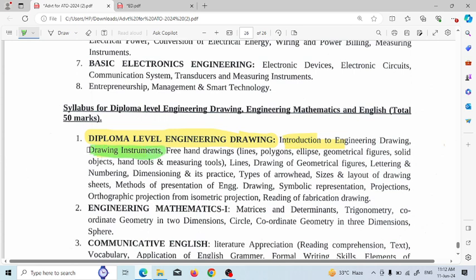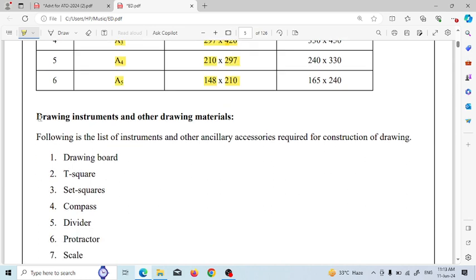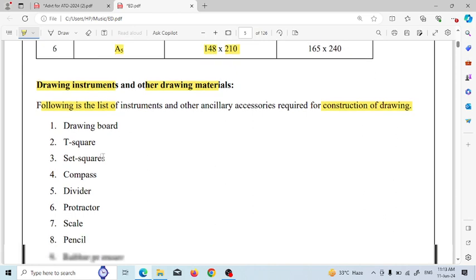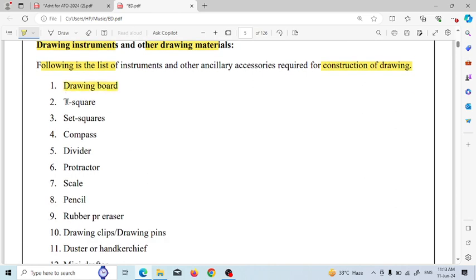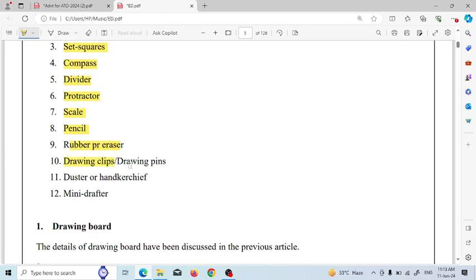This is the drawing instrument we have to discuss here. So the drawing instruments and other drawing material. The following is the list of the instruments and other ancillary accessories required for construction of drawings. The first drawing instrument is the drawing board. Next is the T-square. Next are the set square, compass and divider, protractor, scale, pencil, rubber eraser, drawing clip and drawing pins. Next, duster or handkerchief. The last drawing instrument is the mini drafter.